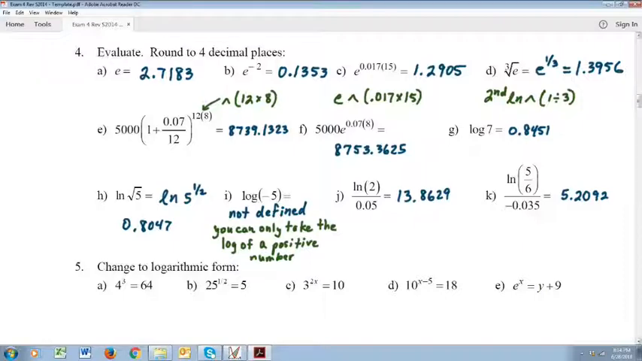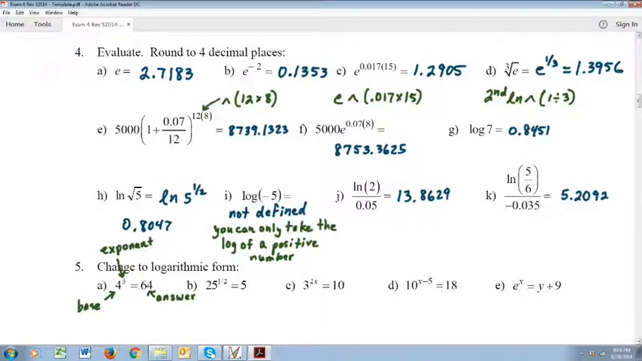Alright, so let's look at number 5 now. One of the things I point out is the importance of being able to go back and forth between logarithmic form and exponential form. So here we're changing to exponential form. So again, you need to know your 3 parts. Of course, 4 is your base, and 3 is the exponent, and 64 is what I call the answer.